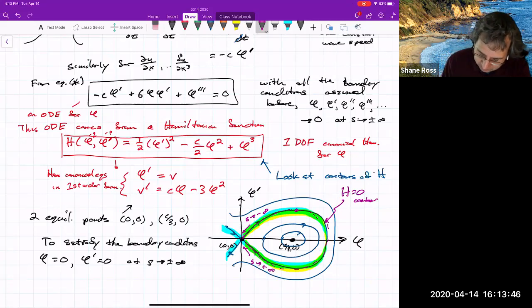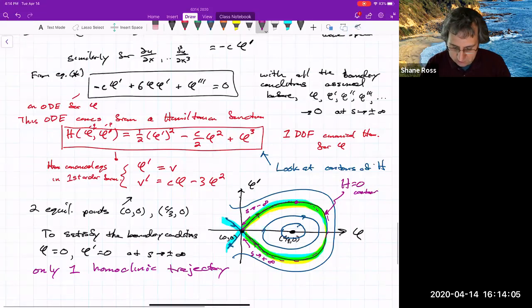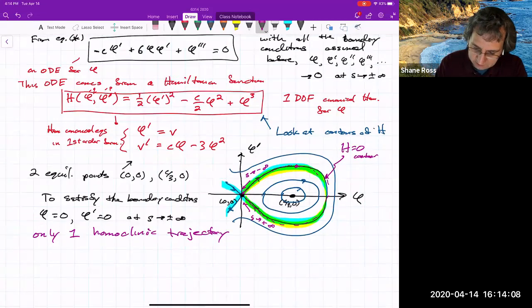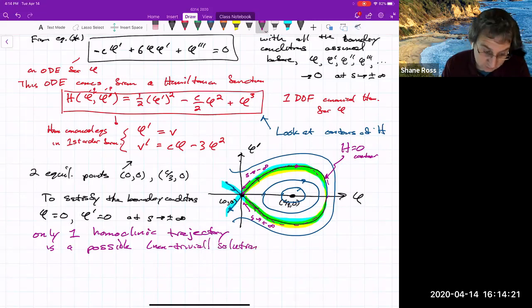So to satisfy the boundary conditions, only one homoclinic trajectory, and I don't know if I've used this term before, meaning it asymptotically approaches the same equilibrium point in forward and backward, in this case time is s. So only one homoclinic trajectory is a possible non-trivial solution. The trivial solution would be the origin itself. Okay?